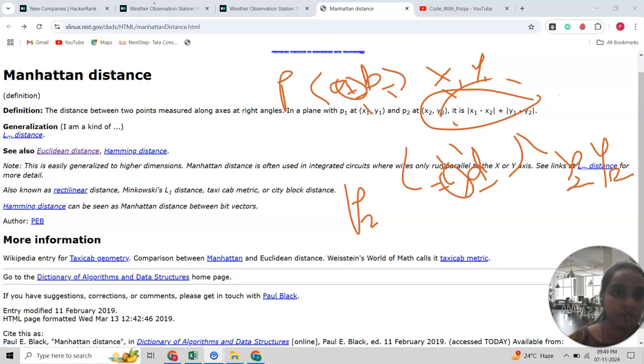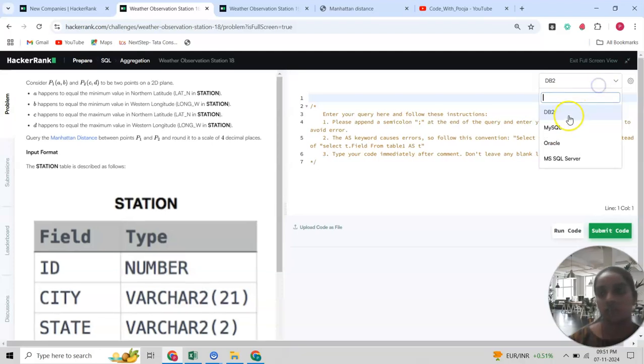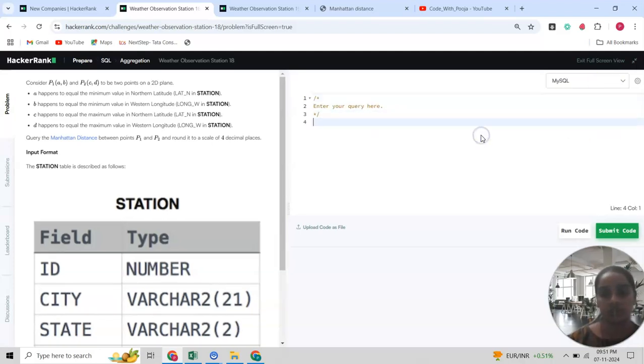Continue with the question. First of all, I will change to my database question. Consider P1 (a, b) and P2 (c, d). Now a will be the minimum, b will be the minimum, c will be the maximum, and d will be the maximum. So x1, y1, x2, y2. The x1 minus x2 means the minimum of northern, maximum of northern.